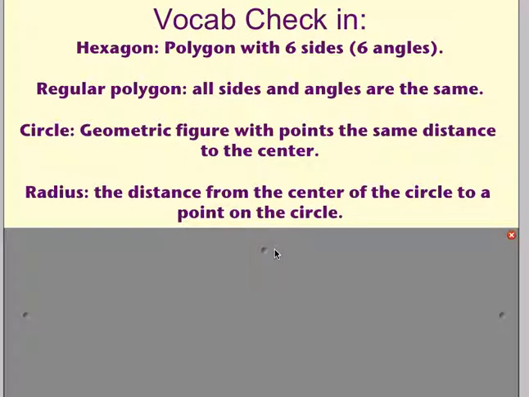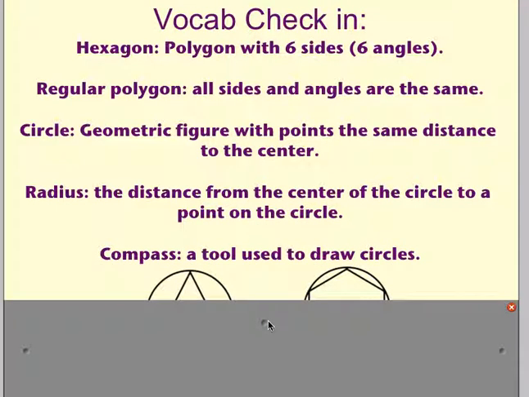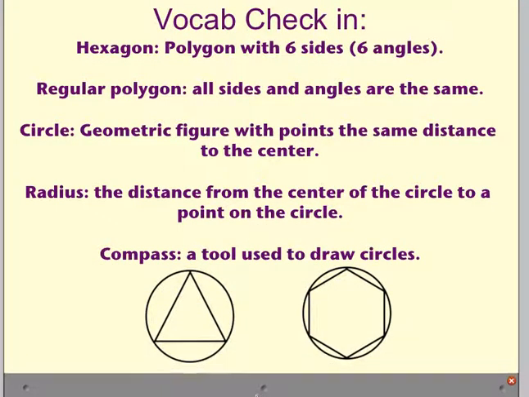Radius, the distance from the center of the circle to a point on the circle. You can also think of a radius as a line segment. And a compass is a tool that we use to draw circles. All right, time for another cool video. Here we go.